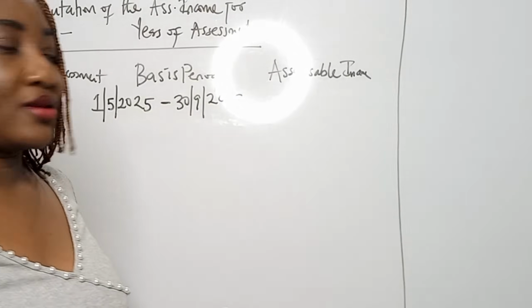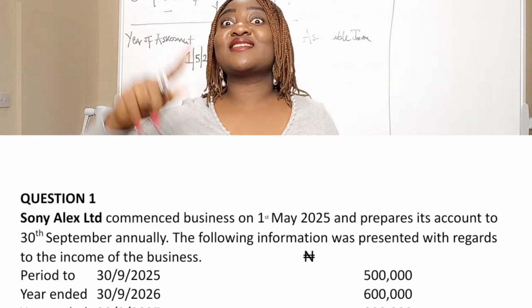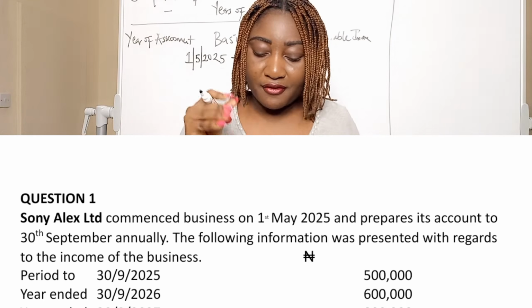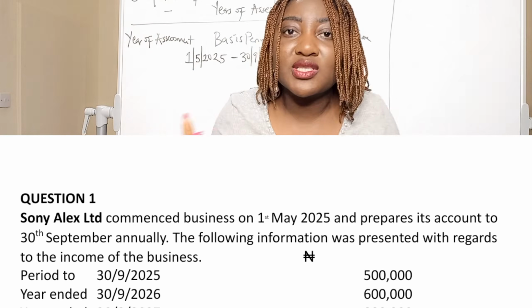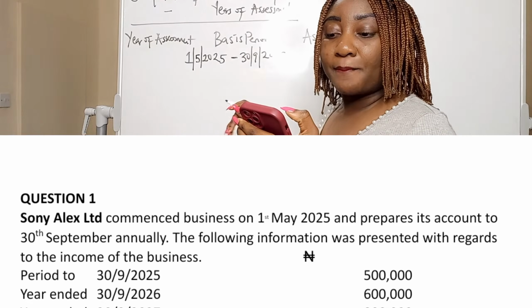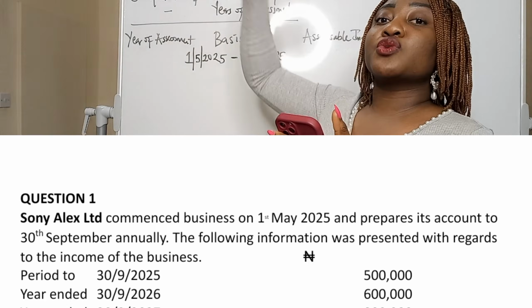Let me say something. Sometimes the examiner will give you period to 30th September 2026, but the first accounting year end you will meet on the way from the commencement date is the one in 2025. So why jump to 2026? Because sometimes when the examiner gives you period 2, they might not start from period to 2025, as you can see in the question. It can give you period to 2026.